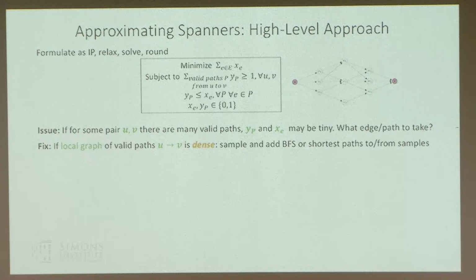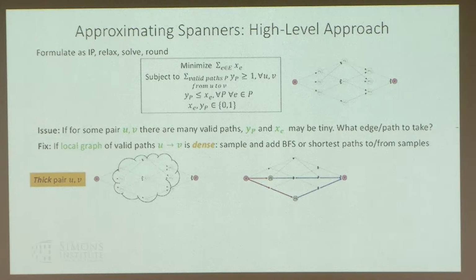So if the local graph is dense, that means there are many paths that are good for us. These paths are going to have many vertices. If we randomly sample, we're going to hit vertices that sit on these paths. And then from there on, we're just going to try to connect them cheaply with the 2 vertices we're interested in. So we either do a BFS or some shortest paths, or later, yes.